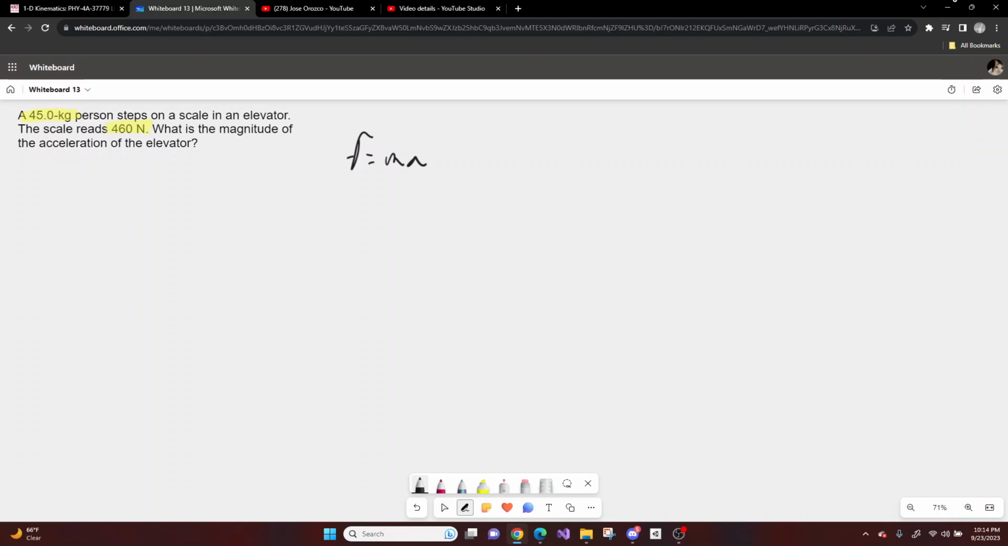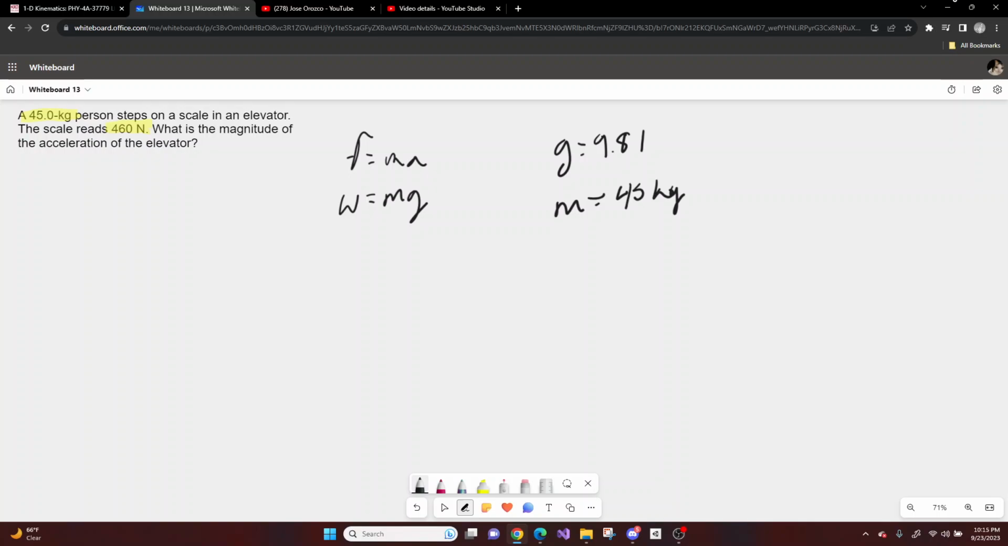Well, we need to find the weight of this individual in order to be able to find the magnitude of the acceleration of the elevator. So we know that weight equals mass times g. And luckily for us, we know g, which is 9.81. We also know mass, and mass is 45 kilograms. Again, in this case you don't need conversion, but if you were converting to grams, this would be 45,000.